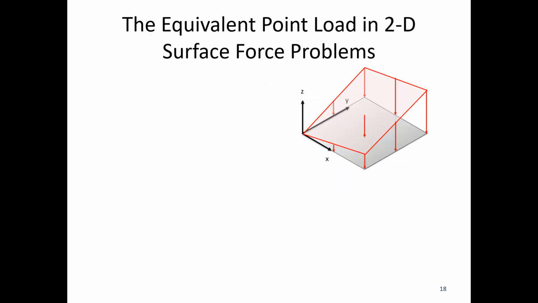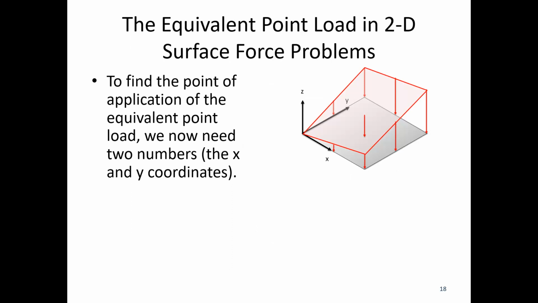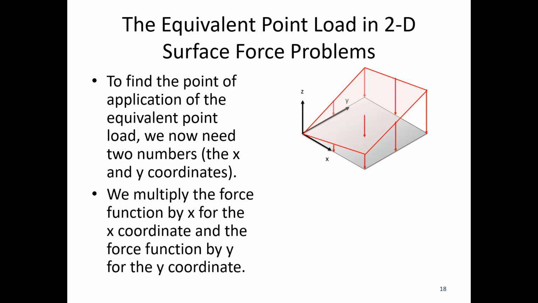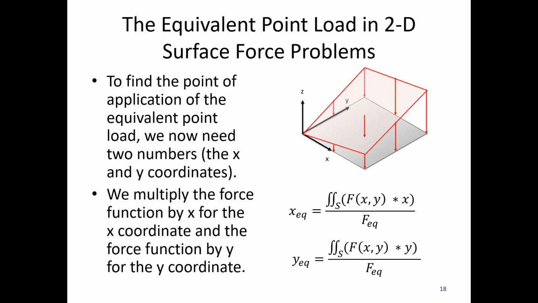All right, so to find the point of application of the equivalent point load, we now have two numbers. We're going to have an x EQ and a y EQ, so for an x and y location of the equivalent point load. And if we multiply the force function by x for the x coordinate and y by the y coordinate, we're going to have two separate moment integrals. So f of our force function times x, take the surface integral, that's a big long process, divided by FEQ, that gives us XEQ. If we take that same force function and multiply it by y, take the surface integral of that, and then divide by FEQ, that'll give us the y location of our integral.